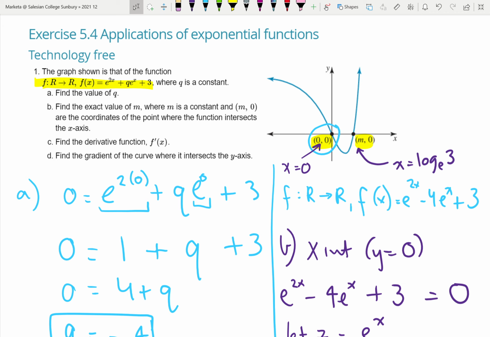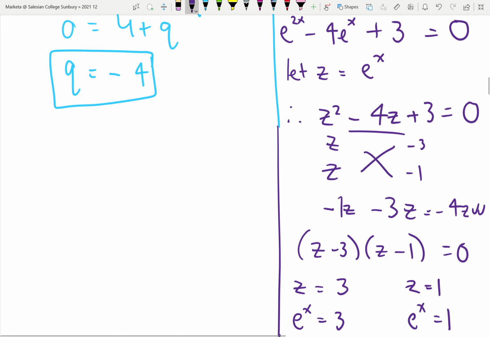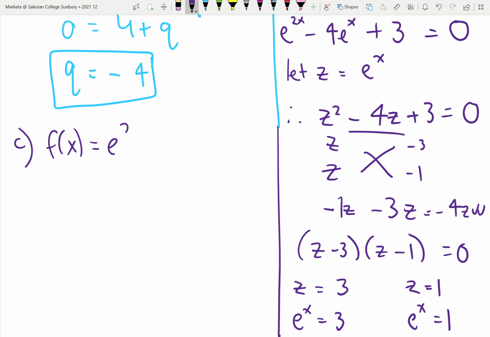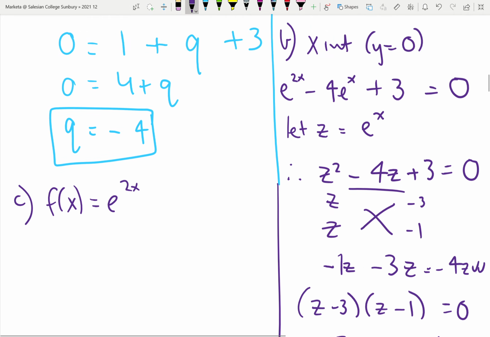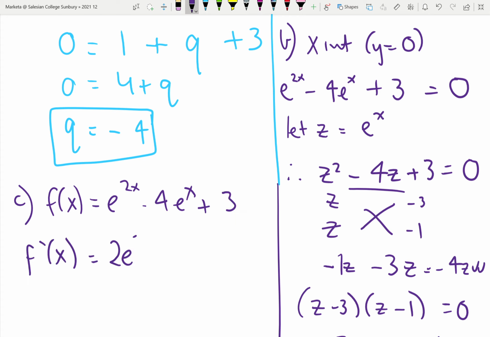Okay, find the derivative function f dash of x. So let's scroll over here. f of x is e to the 2x minus 4e to the x plus 3, and f dash of x is 2e to the 2x minus 4e to the x, and then of course the 3 will go, because that's just a constant, x to the power of 0. So we'll eliminate that. That was pretty easy. There's our f dash of x.